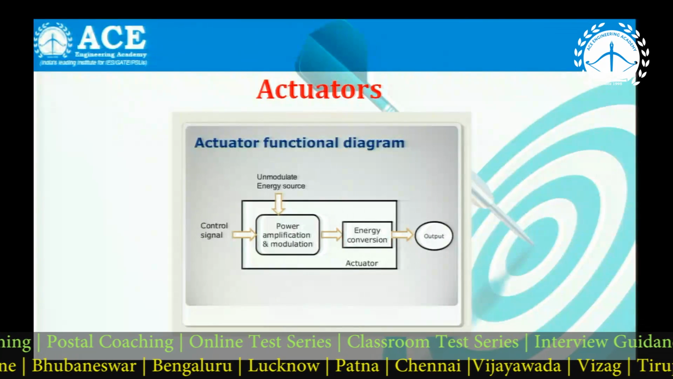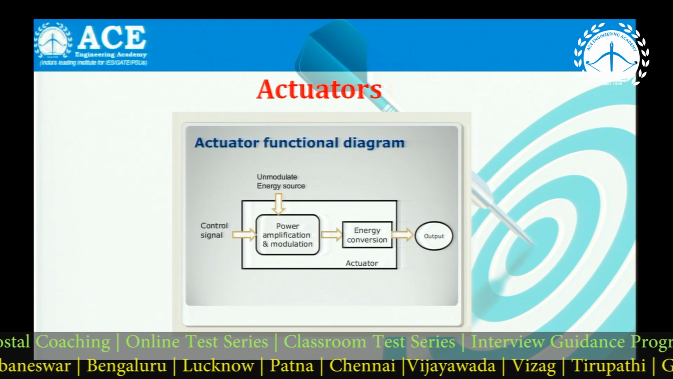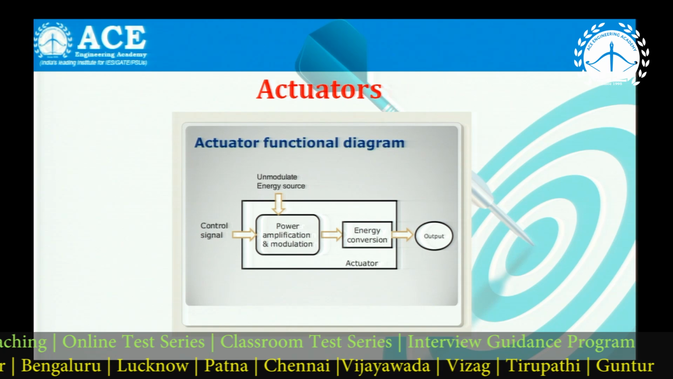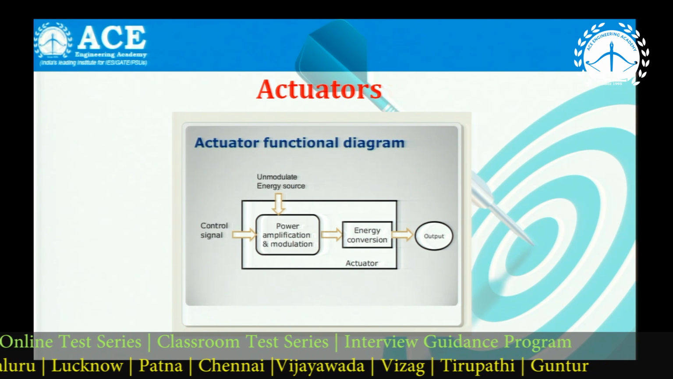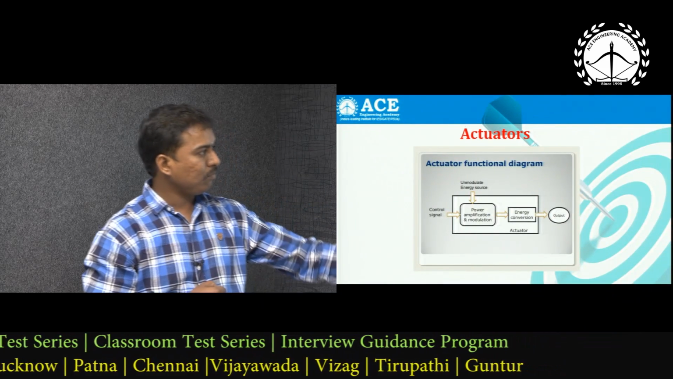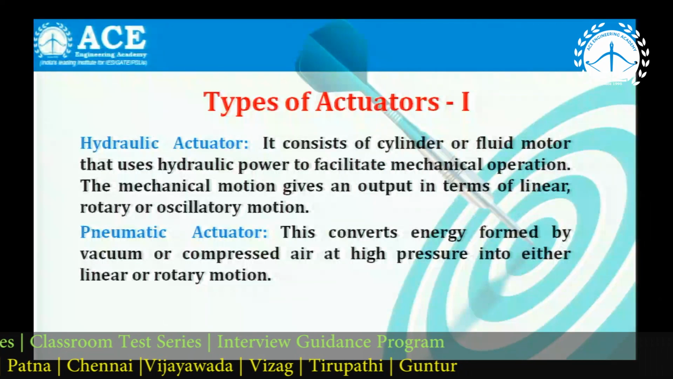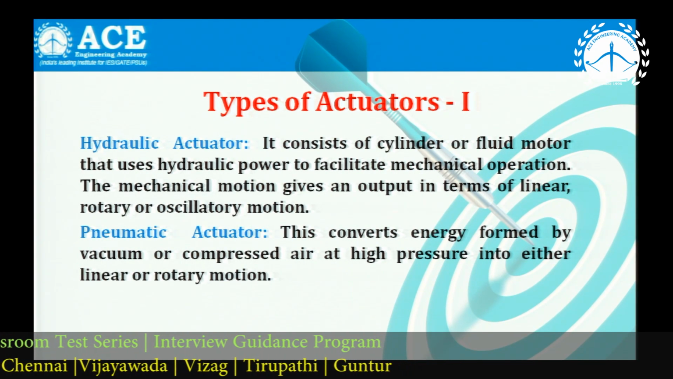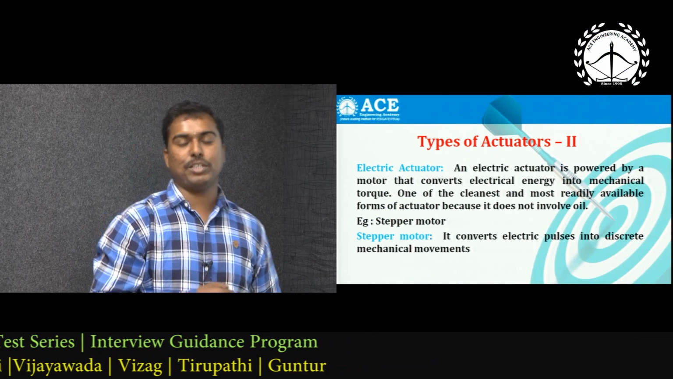The last one is actuators. As I told, the sensor part is converting non-electrical quantities to electrical. The actuator part is converting electrical input to mechanical output. So there are different actuators. If you see the control signal, finally there is an energy conversion and output. In the syllabus he has given 3 actuators mainly. One is the hydraulic actuator, another is the pneumatic actuator, and the next one is the electric actuator.